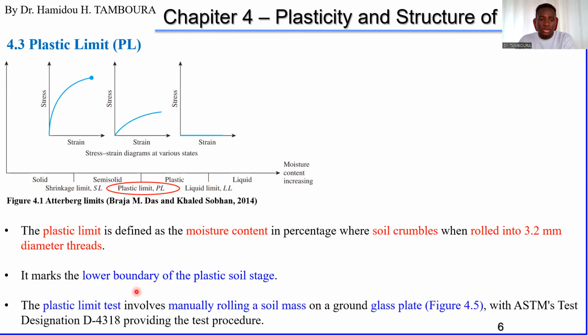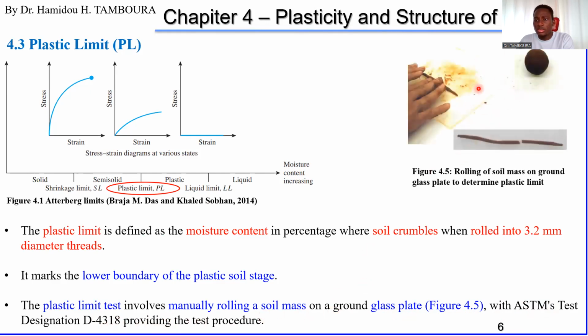So to do the plastic limit test, we need to manually, just using hand or sometimes using some specific equipment, roll the soil mass on a ground glass plate. The American standard test designation is 4318, which provides the test procedure. It is something like this. You can take a soil mass about this size, and then you roll the soil mass until you obtain something like this.